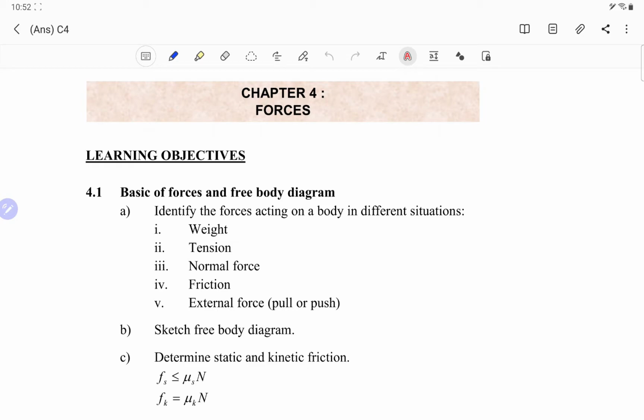So for today's video, we are going to focus on 4.1 Basic of Forces and Free Body Diagram. I believe that you have learned some of the types of forces during your school. For example, we have weight, tension, normal force, friction, and external force, which are pull or push. Then in this subtopic, you're going to have to sketch free body diagram correctly and then determine static and kinetic friction. Fs is the static friction, Fk is the kinetic friction. Later we're going to see what are the differences between these two.